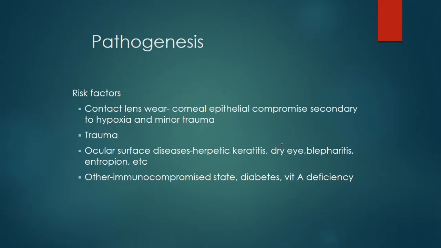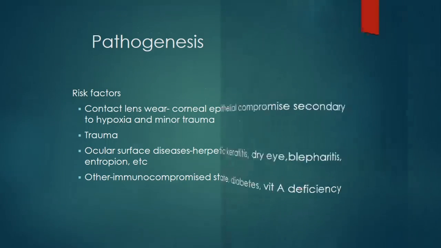In dry eye, again, it predisposes to corneal ulcerations. Blepharitis means inflammation of the eyelid. Entropion, again a problem of the eyelid, which causes abrasions or trauma to the cornea and further bacterial infections. Other immunocompromised states like diabetes, vitamin A deficiency, all of these are predisposing factors for corneal ulcerations.